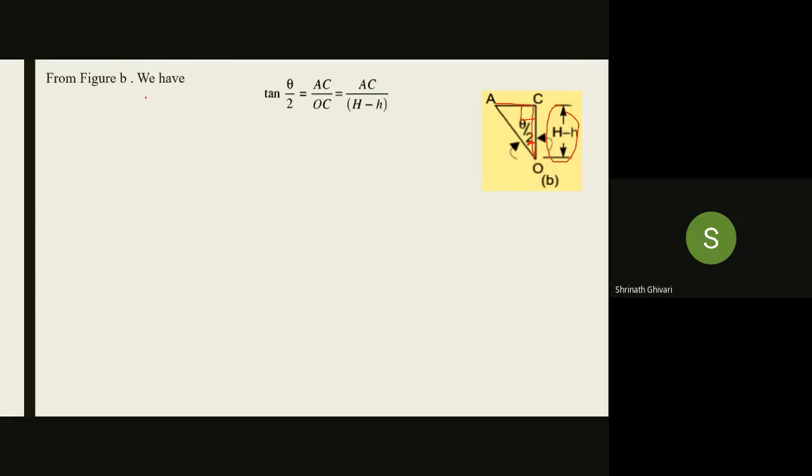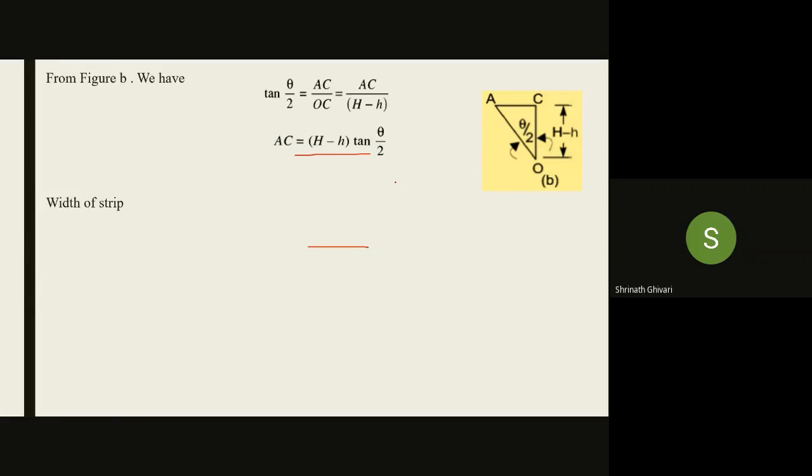From figure B, tan theta by 2 equals AC by OC. We don't know AC, but we know OC, that is H minus h. Now, AC equals what? H minus h into tan theta by 2. So AC is H minus h into tan theta by 2.